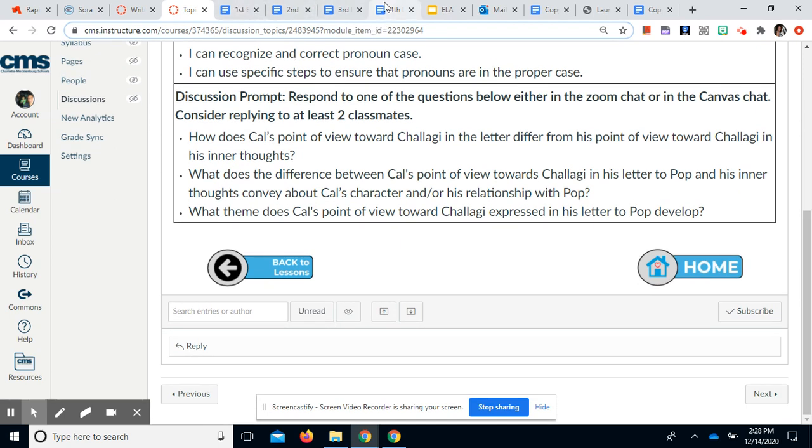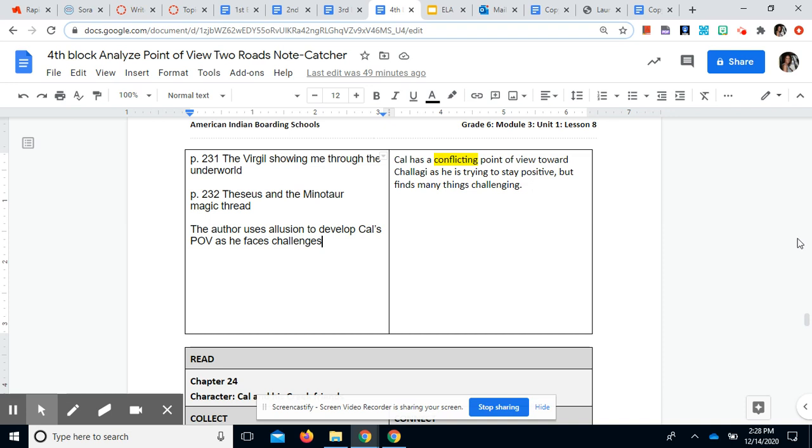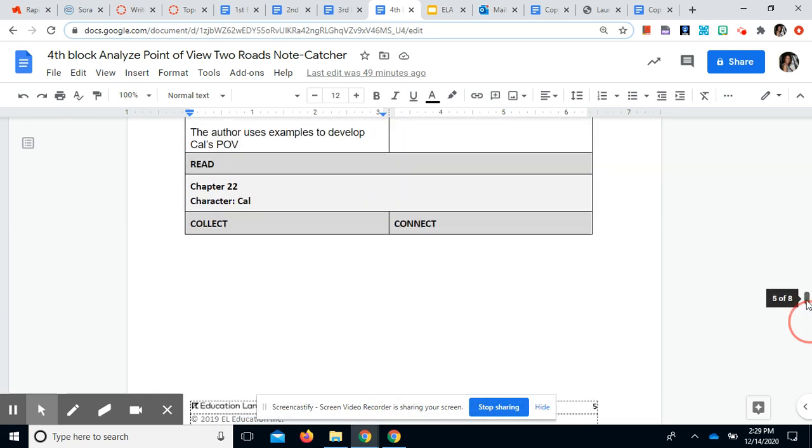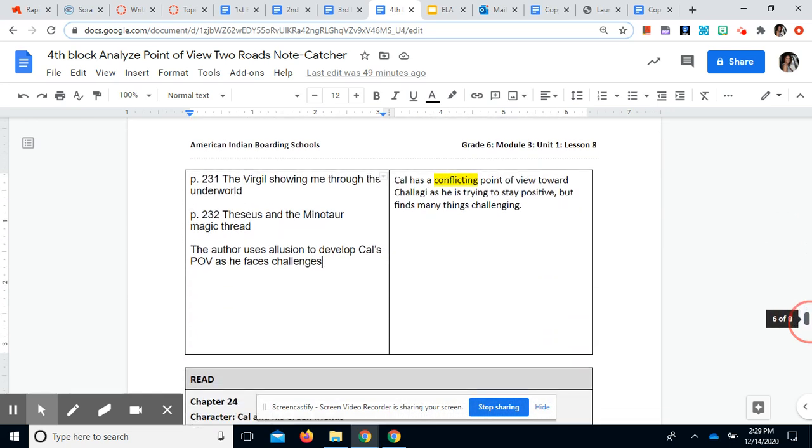Okay, let's take a look at the note catcher. So we needed to add the point of view for chapter 22, which is again Cal's point of view. And this one was a bit different. So I provided the majority of the information because I didn't think it was necessarily as easy to find as others have been. So we identified that Cal has a conflicting point of view towards Shilagi as he's trying to stay positive and make the best of it, but finds many of the things about Shilagi challenging.